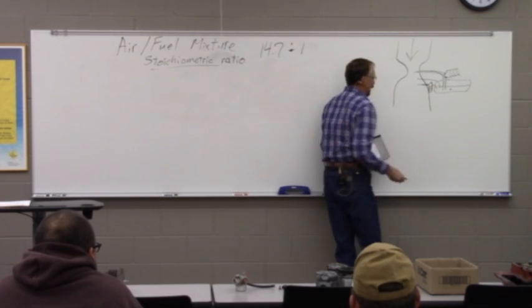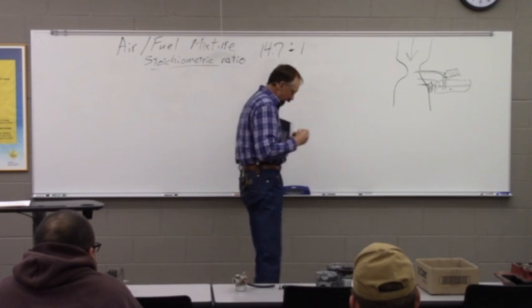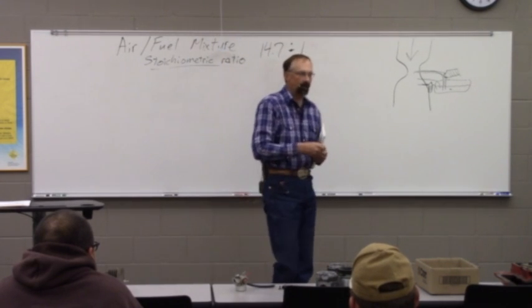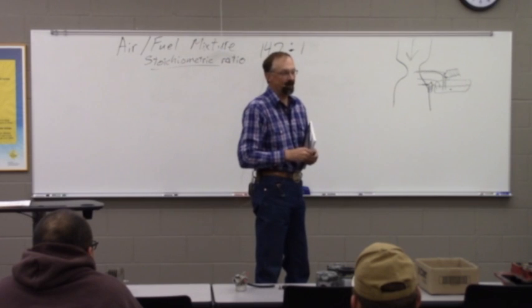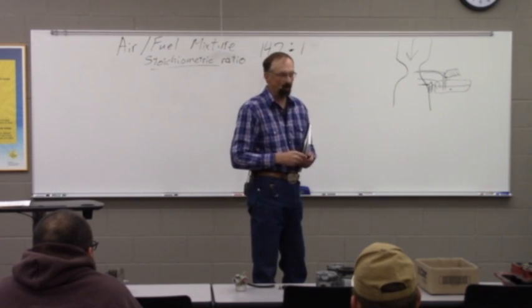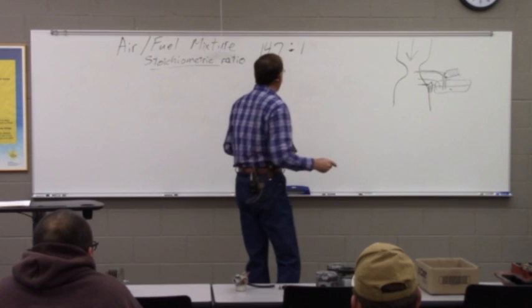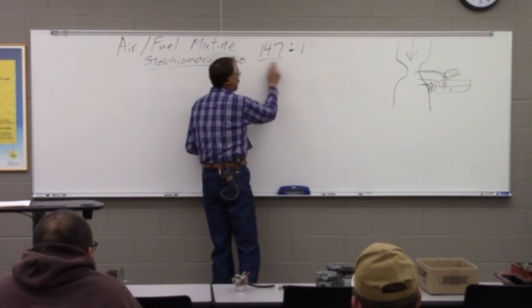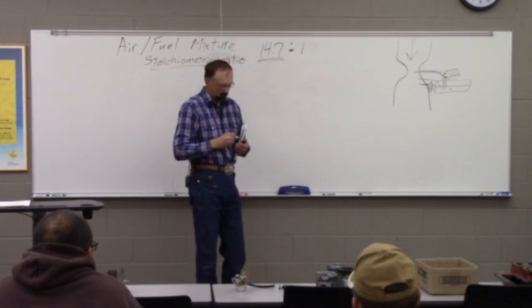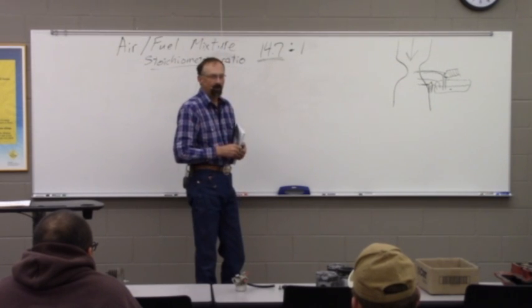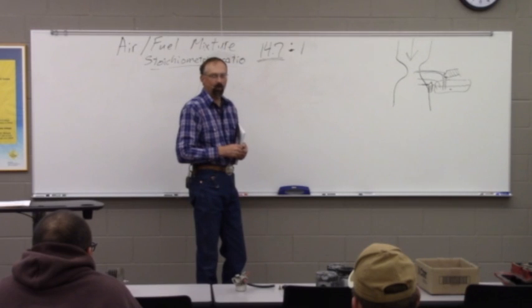I had a professor in college that said, and this is true, a carburetor is the only thing that's always wrong, because you'll never, ever, ever hit that exactly. Why do you think that might be? What variables are we working with here?